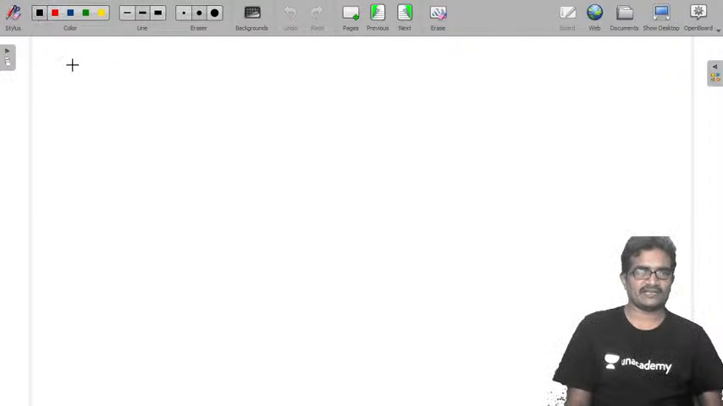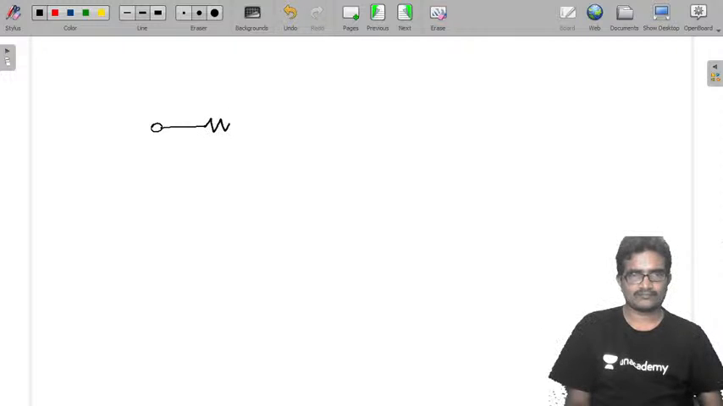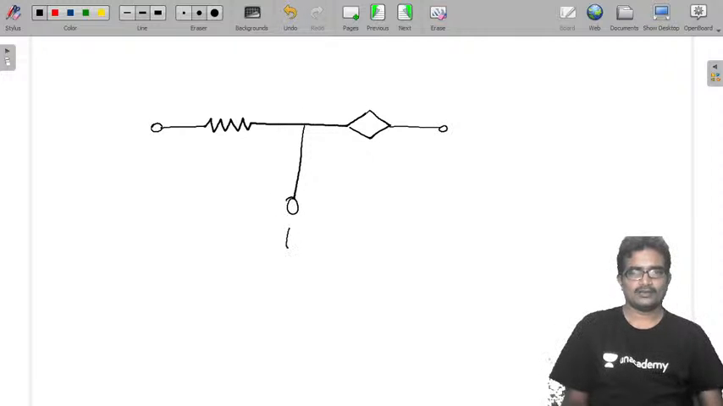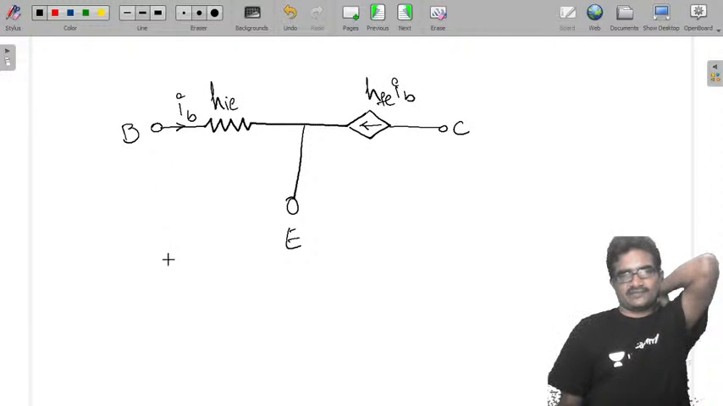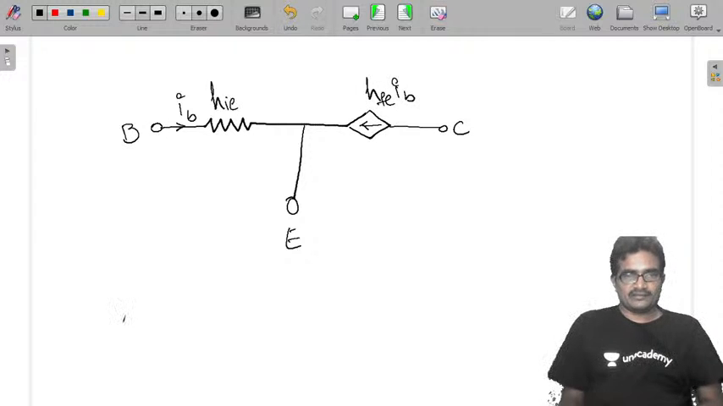Now I am defining finally the transistor like this in approximate. Emitter, base, collector, HFE into IB, HIE. This is IB. That's it. This is the approximate model representation of transistor.